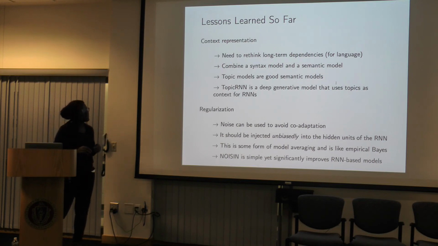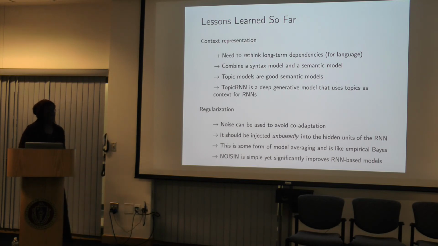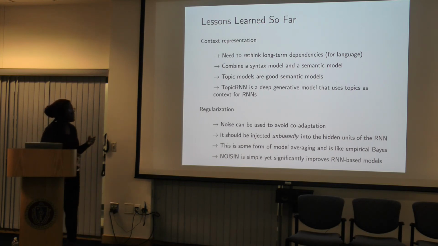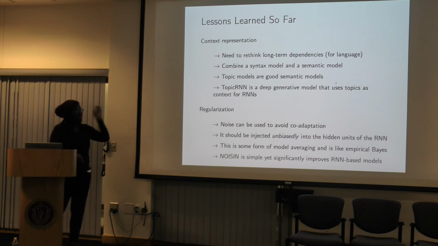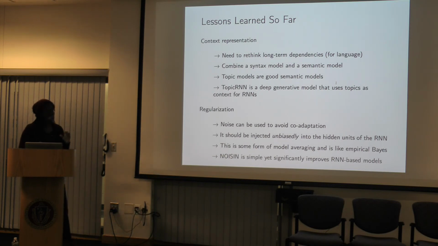As far as context comes, what we need to do is combine a syntax model and a semantic model. The RNN being the syntax model, your semantic model, you are free to choose whatever you want. But I've shown results on topic models, and across different works, people have worked on this, that topic models are very effective at representing semantics. And so the topic RNN is one deep generative model that uses that principle.